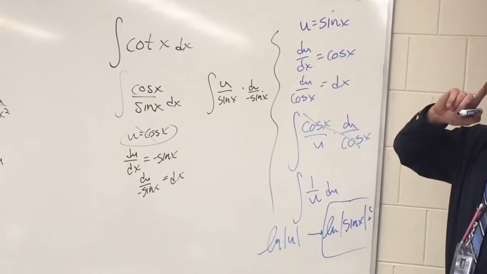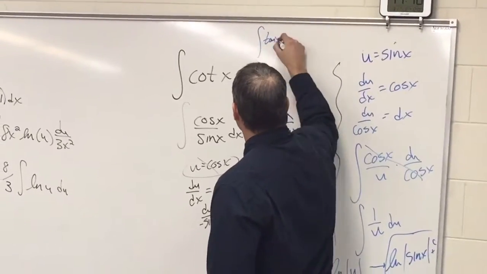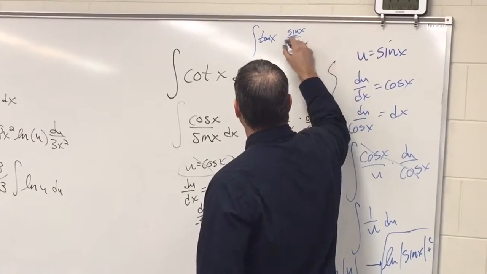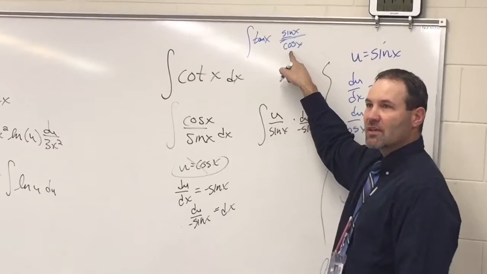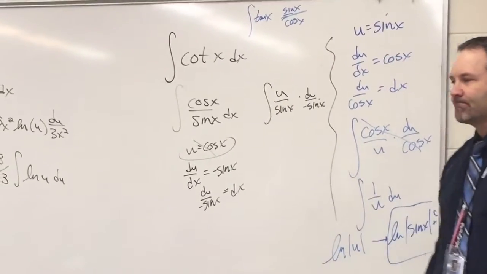So I think in your assignment you'll have tangent. Remember, tangent is sine over cosine. So choose the bottom one. In tangent you would choose cosine. For cotangent, choose sine. Choose the bottom one, you'll get the right answer.